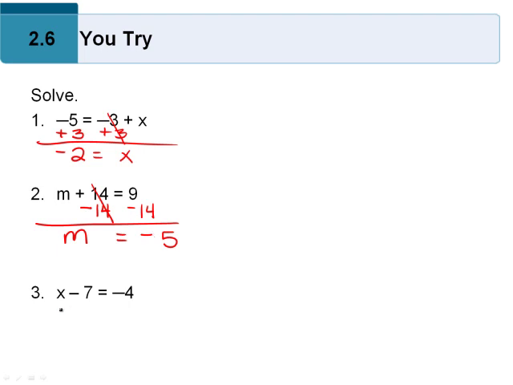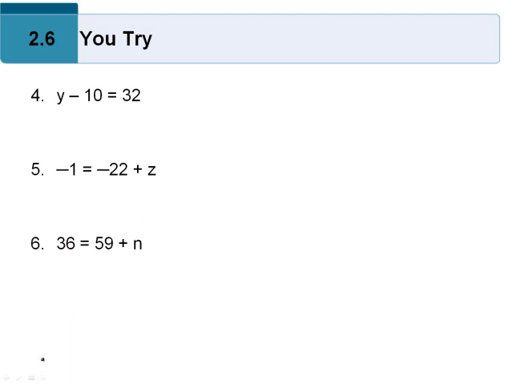Okay? Look at number 3. X minus 7 equals negative 4. So the variable is x. Negative 7 is on the same side, so we're going to add to get rid of that 7 and add 7 on the other side. Okay, so the x comes down. The negative 7 and positive 7 cancel. And we have negative 4 plus 7. You're going to have to subtract there, and that would give you positive 3.